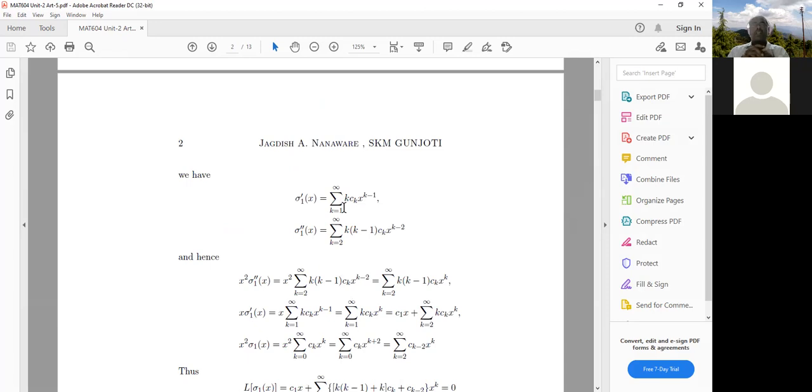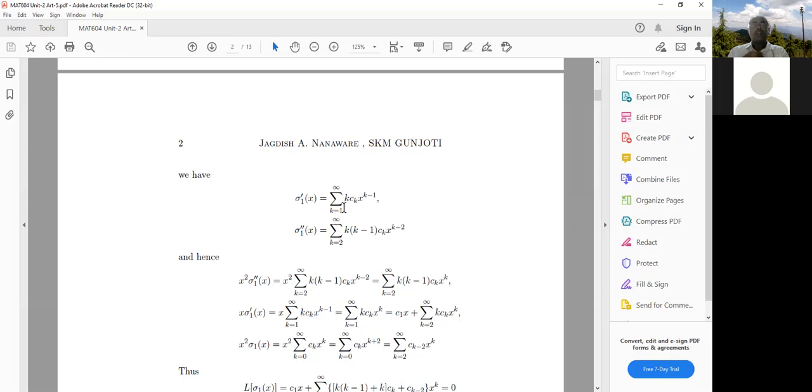Again, differentiate this sigma 1 dash, you will get the second derivative. So derivative, k into ck is constant. Write the derivative of x to the power k minus 1. So that is k minus 1 into x to the power k minus 2. So just rearrange the coefficient. You can write k ck into k minus 1 as k into k minus 1 into ck, because the commutative property holds for the integers k.